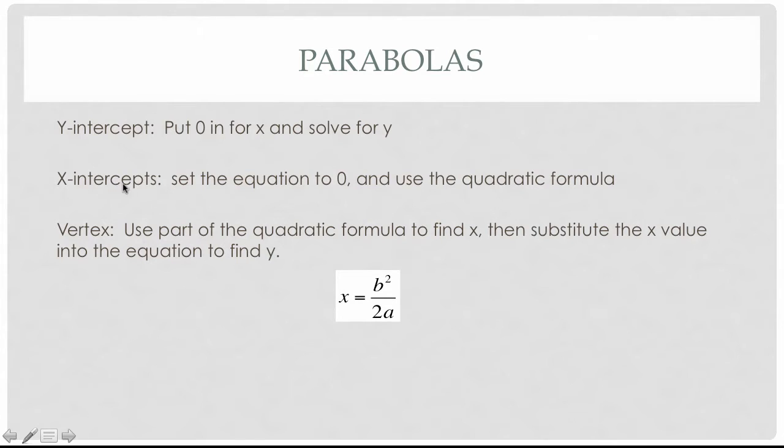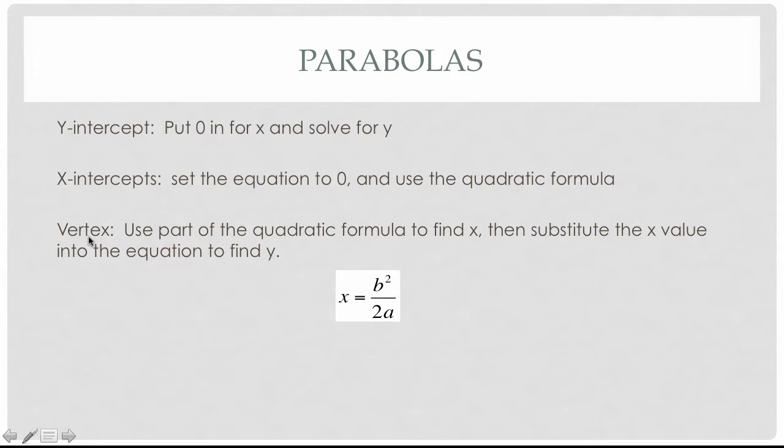If I want to find the x-intercepts of a parabola algebraically, I'm going to set the equation to 0 and then use the quadratic formula, or I solve it. I want to solve for what values of x make it equal to 0. Good thing we know how to do that now, right?